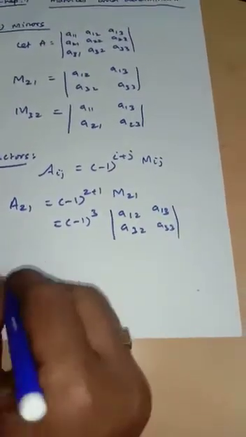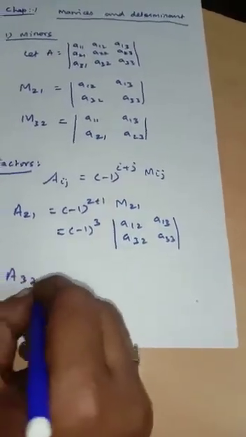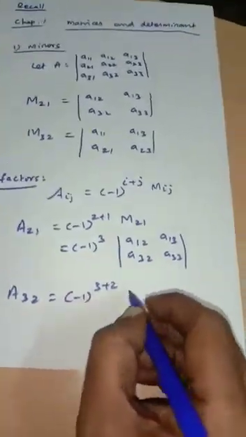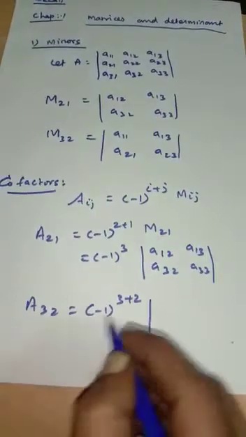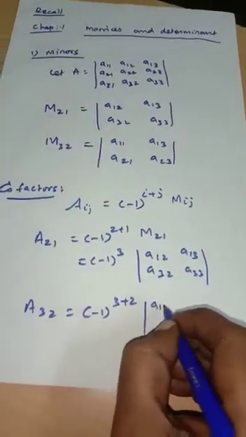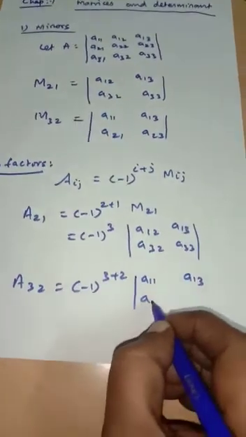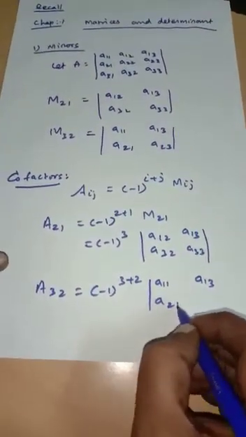Then A32 is equal to minus 1 power 3 plus 2. The minor of A32 is A11, A13, A21, A23.